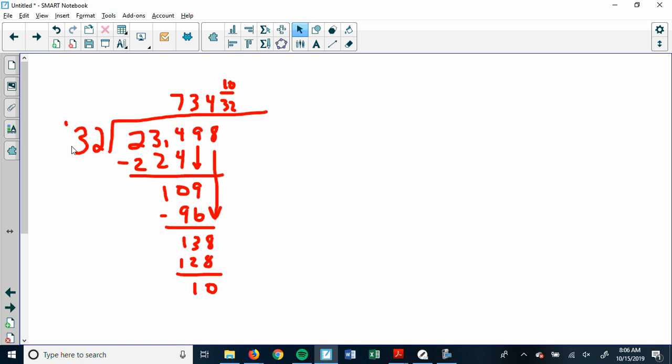We're going to look at how often does 3 go into, say, 23? Well, 7 times, all right? And 32 times 7 is what we're going to take. 32 times 7 is 224. And then we subtract, we get 10, and then we bring down the 9, we get 109, and we do the process over again.